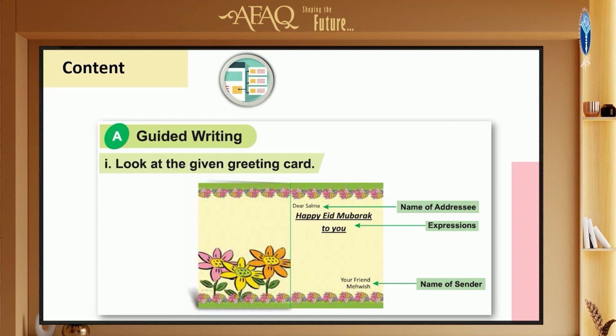It says, Dear Salma, the person to whom you want to give the greeting card. Then the message, Happy Eid Mubarak to you. And then the name of the sender, that is who is giving that particular greeting card. Name of addressee, then expression, and then the name of the sender.